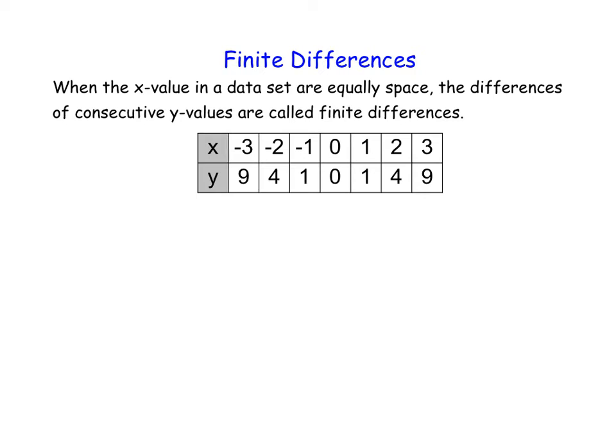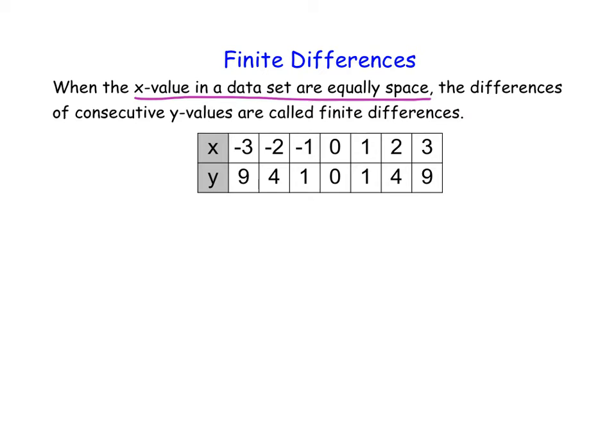So before we can actually talk about using finite differences, we have to talk about what finite differences actually are. Finite differences occur when the x values in a data set are equally spaced out. You'll notice here that all of our x values are equally spaced out and we're adding 1 to each one. So we need to have that piece first. If you do not have equally spaced out x values, finite differences will not work. We won't be able to utilize it. Secondly, when we're using finite differences, we're focusing on the y value differences. It says the differences of consecutive y values are called finite differences.